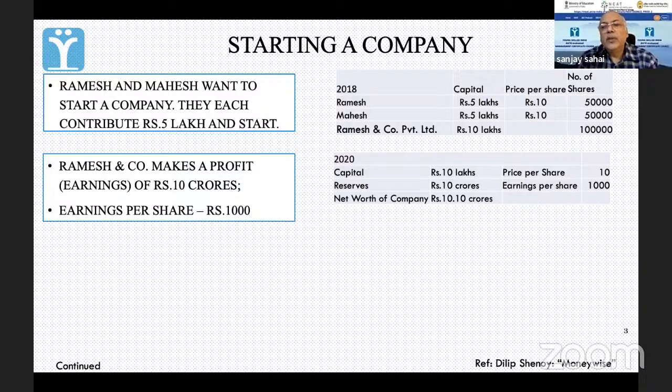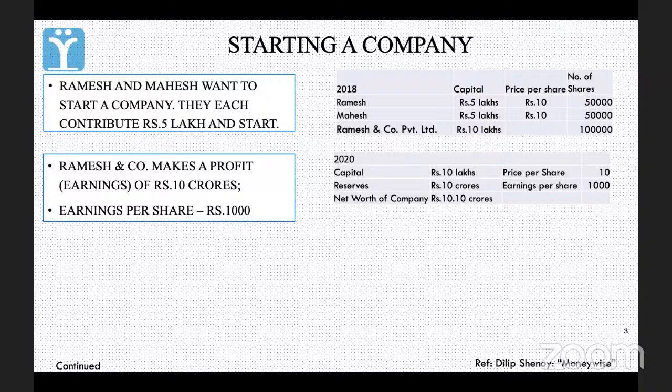Are you getting this, everyone? So think of it like this. You have 1 lakh shares and this 10 crores can also be thought of as 1,000 lakhs. Therefore, your earning per share is 1,000 times. So you are getting 1,000 times the price of the share. Therefore, the earning per share is 1,000. The net worth of the company will obviously be 10.10 crores. Everybody with me up till now? Yes, sir. Okay.